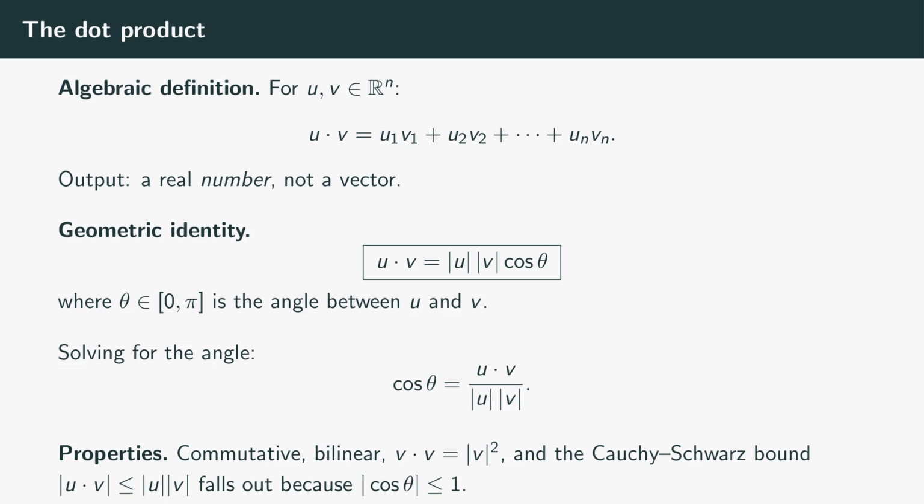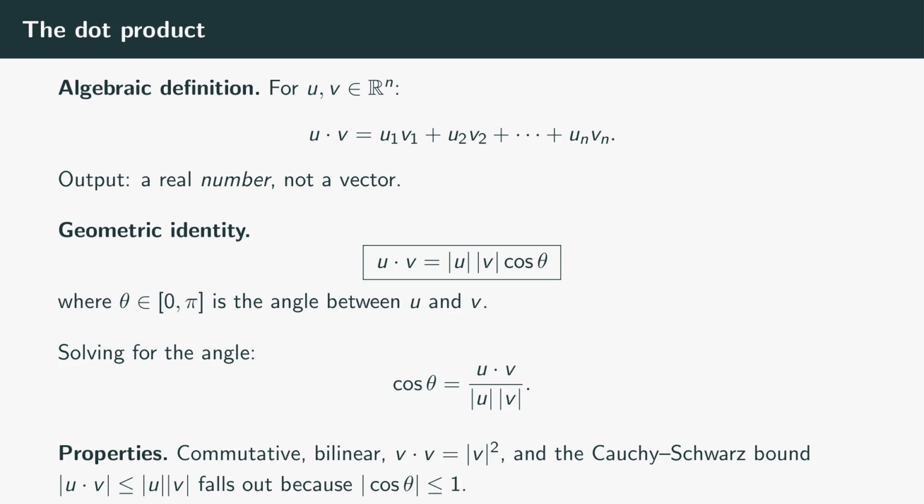A few quick algebraic properties. The dot product is commutative, u dot v equals v dot u. It is bilinear, linear in each slot separately, and crucially, v dot v equals v1 squared plus v2 squared plus v3 squared, which is the magnitude of v squared. The magnitude squared is the vector dotted with itself.